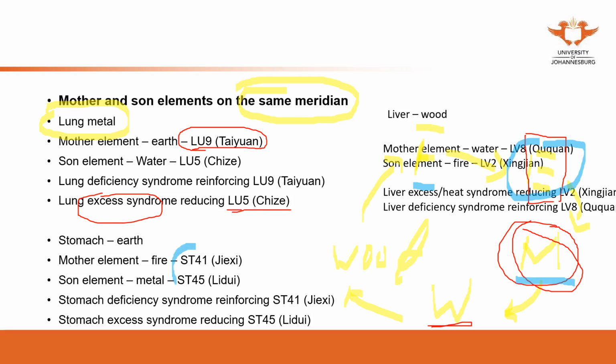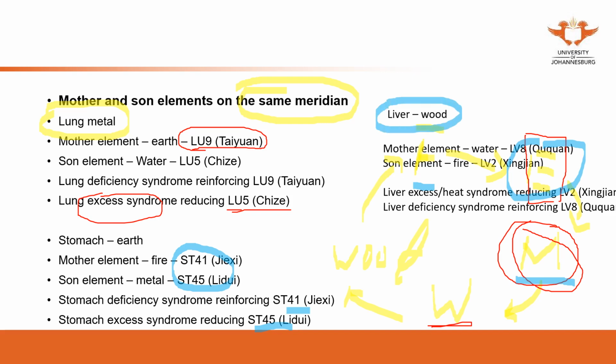If you don't remember these, go back to the previous slides and refer to the table, and then you will find these points. For stomach deficiency, we're going to reinforce 41. For excess syndrome, we're going to reduce 45. With the same points, we can use different reinforcing or reducing manipulation techniques. You also can use a combination of acupuncture and moxibustion.